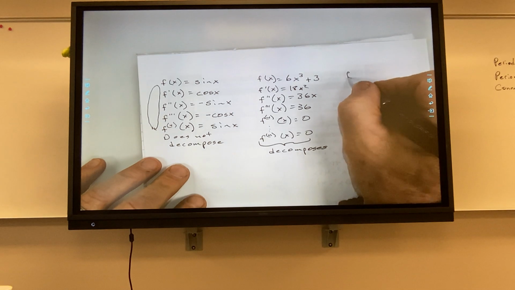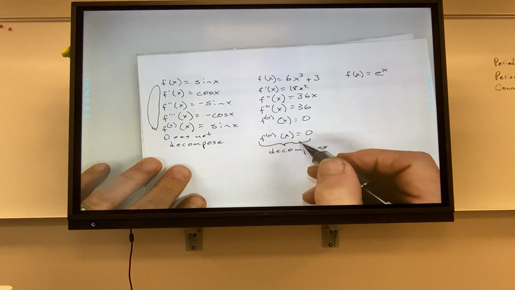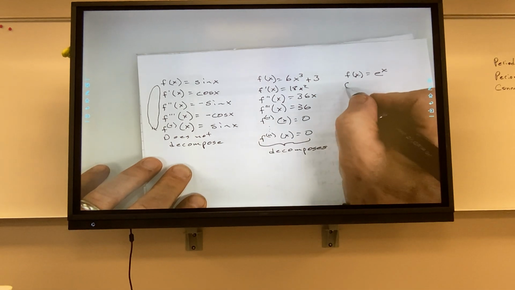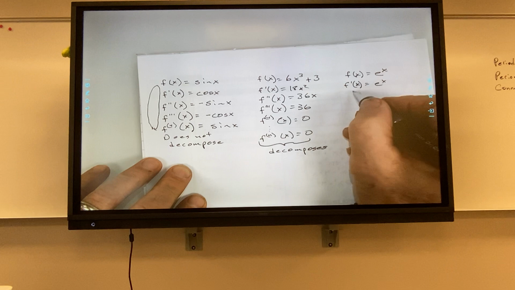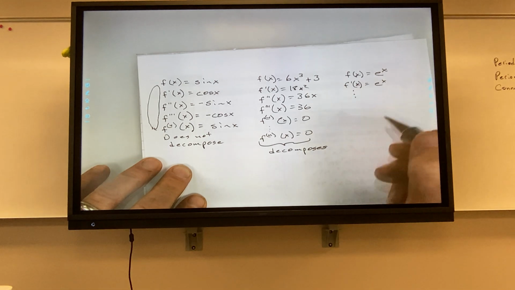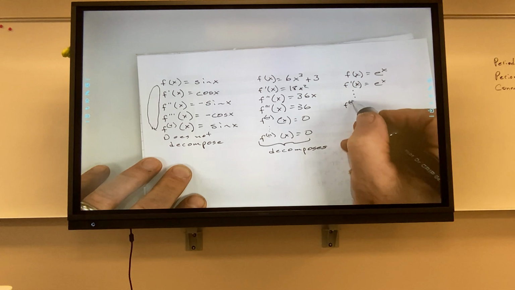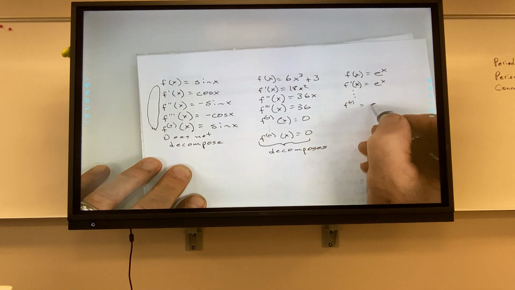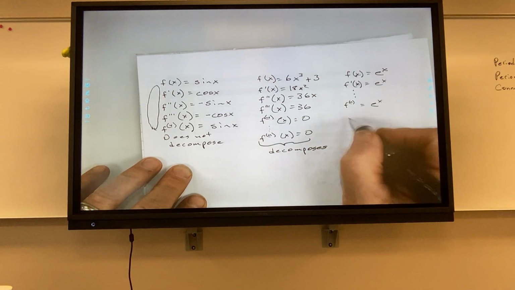Colin, are you happy to see this one? Yes. What is its first derivative? E to the x. Do I even need to take the second derivative? No. So the nth derivative would be what? E to the x. Yes? Everybody agree with that? Mhm. Doesn't decompose.